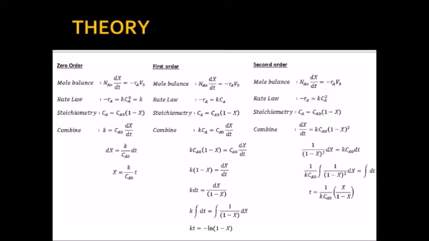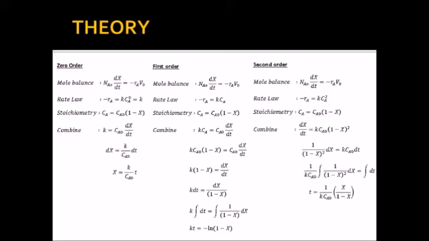According to the rate law, negative Ra is equal to k CA to the power of alpha, where alpha depends on which order you are going to use. For example, for the first order, alpha will be 1. And CA is equal to CA0 times (1 minus X). Now we need to rearrange our mole balance by moving V0 to the right-hand side. Therefore, the equation becomes negative Ra is equal to NA0 over V0 times dXA over dt. Since NA0 over V0 is equal to CA0, negative Ra is equal to CA0 times dXA over dt.